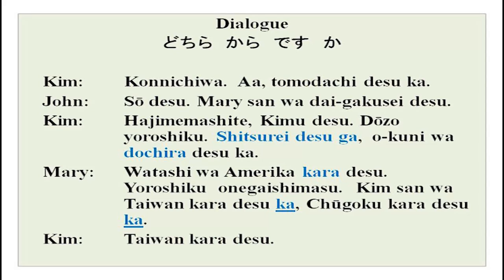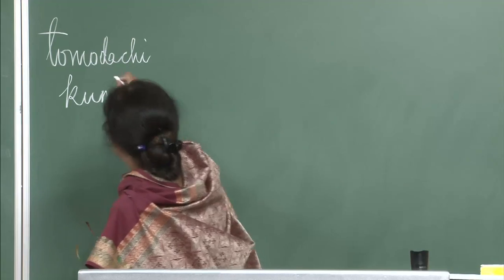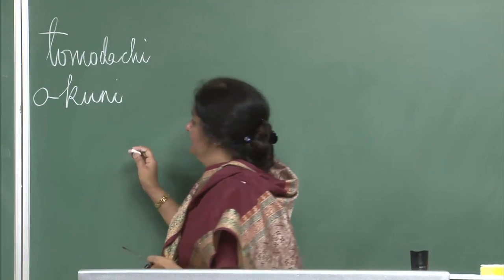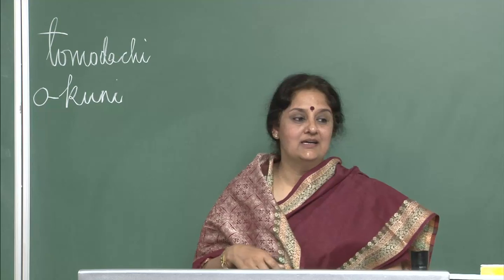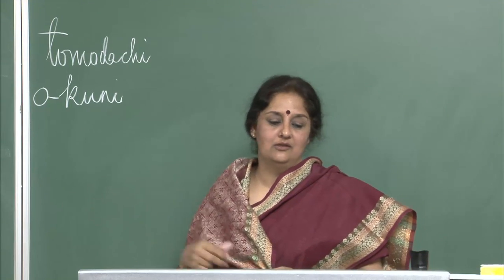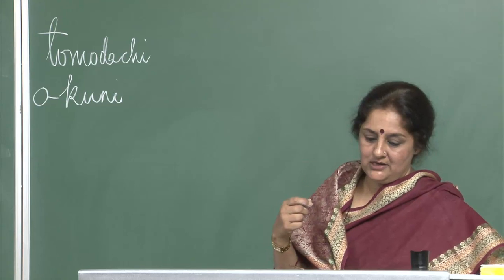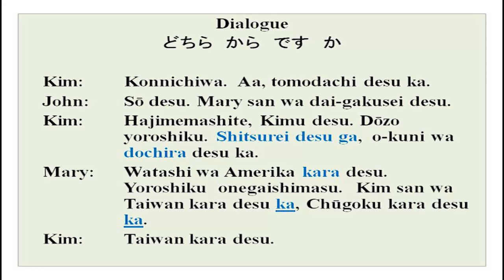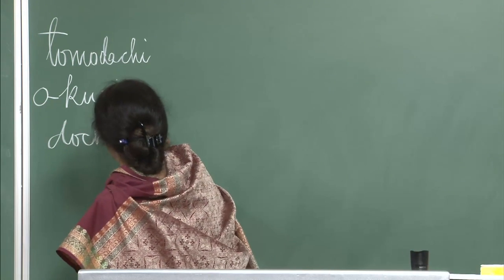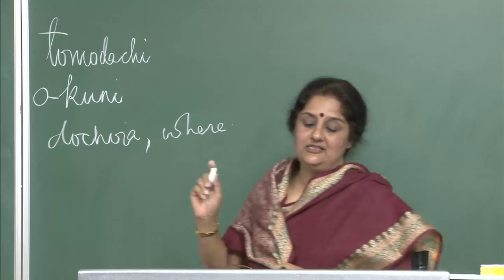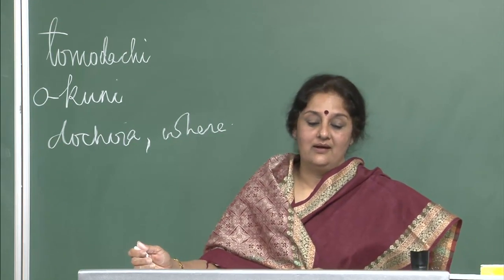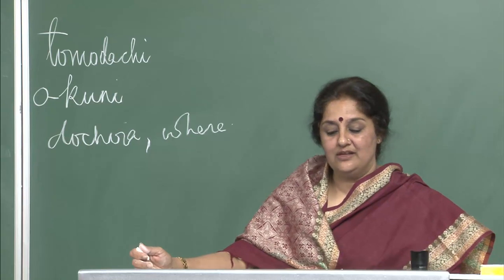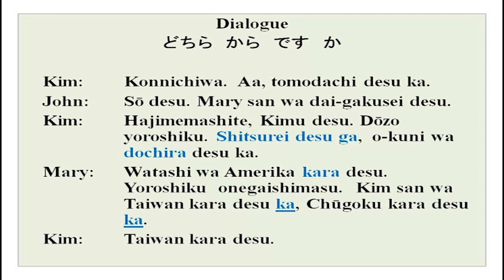Kuni is country. Kuni means country, and O in front of kuni like this is honorific. For someone else's country, you would always ask O kuni wa dochira desu ka? And for your own country, you would just say kuni. Dochira means where. It's a typical way of asking where are you from, not where is your country. This phrase okuni wa dochira desu ka means where are you from.